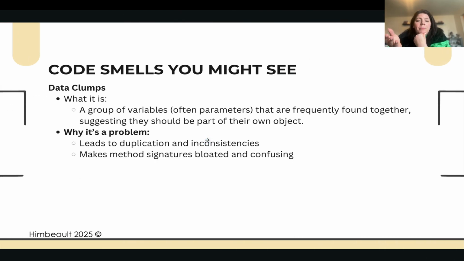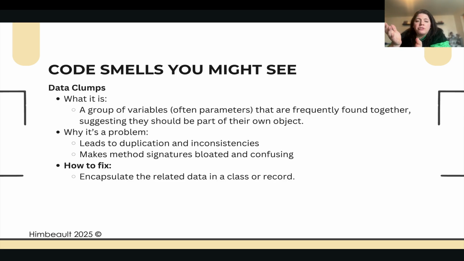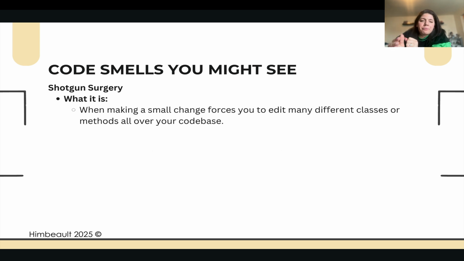Okay, so it's a problem, right? We ended up with lots of duplication and inconsistencies, and our method signatures got very bloated and confusing. So like we said, we can encapsulate that data in a class or in some kind of record and be able to use it as a clump of data that we pass around.